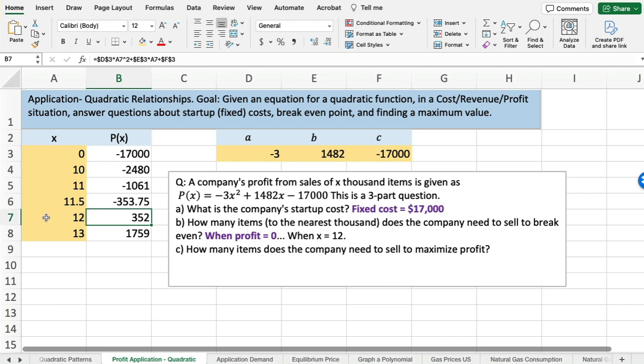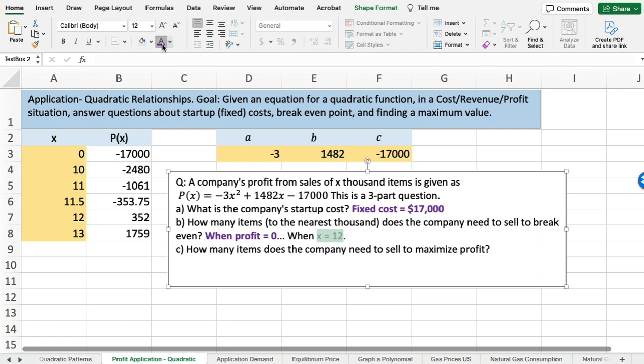To satisfy your curiosity, you could fill in some other values of x and calculate what the profit is for different decimal values of x between 11.5 and 12 and see if you can find one that comes really close to zero. But that's not the purpose of this video. We're just getting to the nearest thousand, and we've answered that question. So stay tuned for the second part. We're going to answer question C.